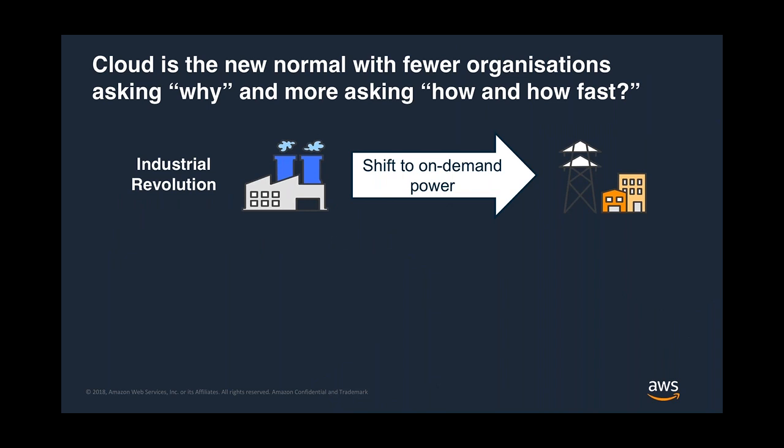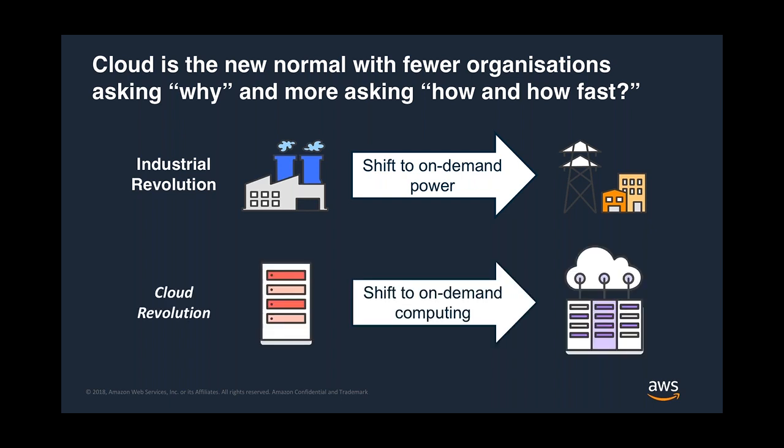AWS and the cloud for a lot of organizations is a new normal place to deploy IT workloads. The reason is, as an analogy, IT in the cloud now is similar to the Industrial Revolution, where we had a shift to on-demand power. The power of AWS is that it has provided organizations a shift to on-demand computing.